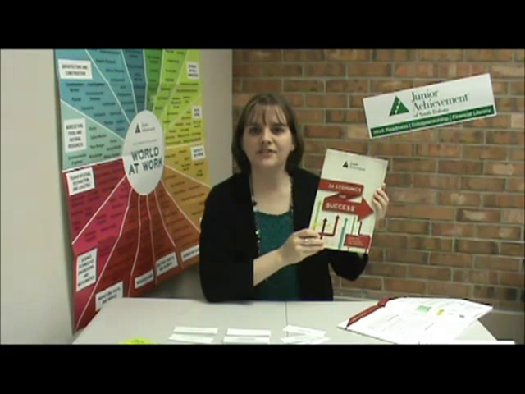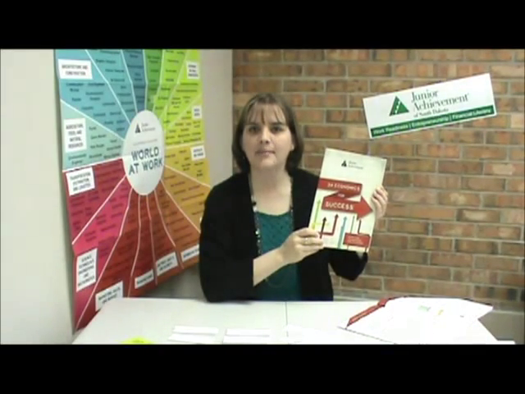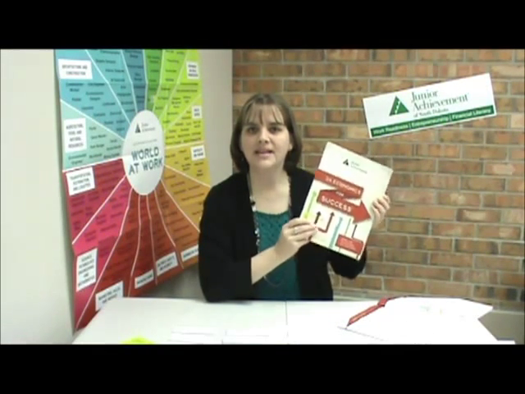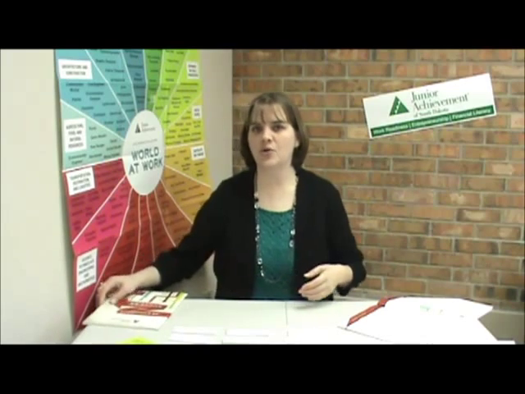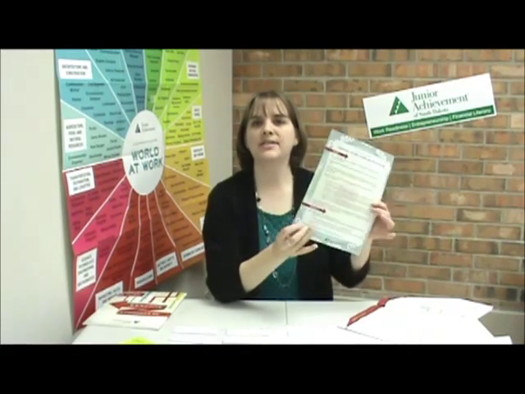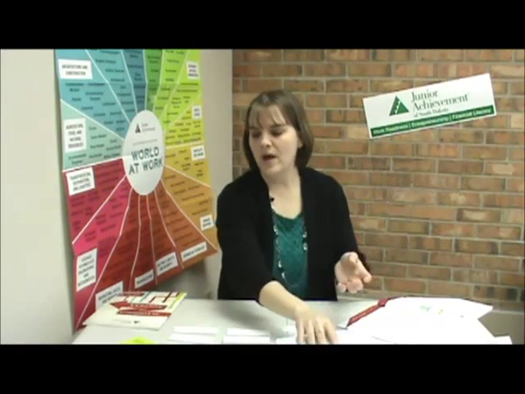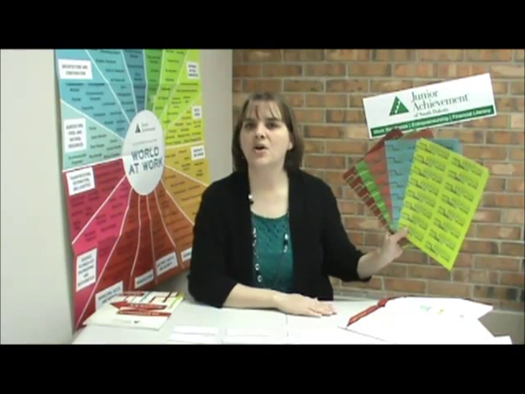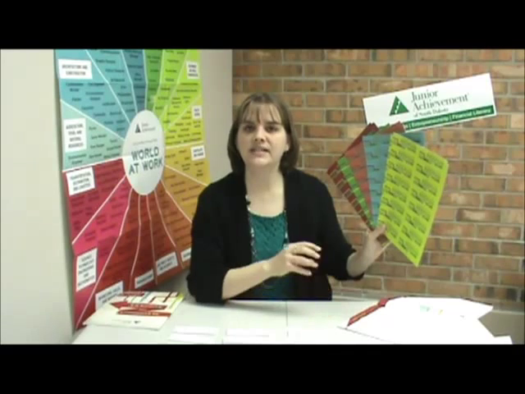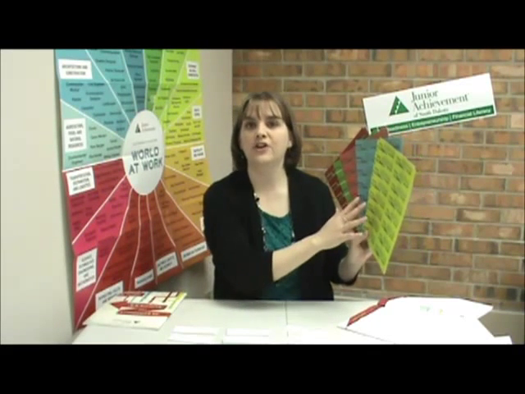Welcome back to Session 5 of the JA Economics for Success program. Today's activity is called Keeping Score, and the materials that you need are the table tents, the Keeping Score game instructions, as well as the Keeping Score game cards. What you'll notice is that each set of cards is in a different color, so that's going to help you keep the game organized for your students.